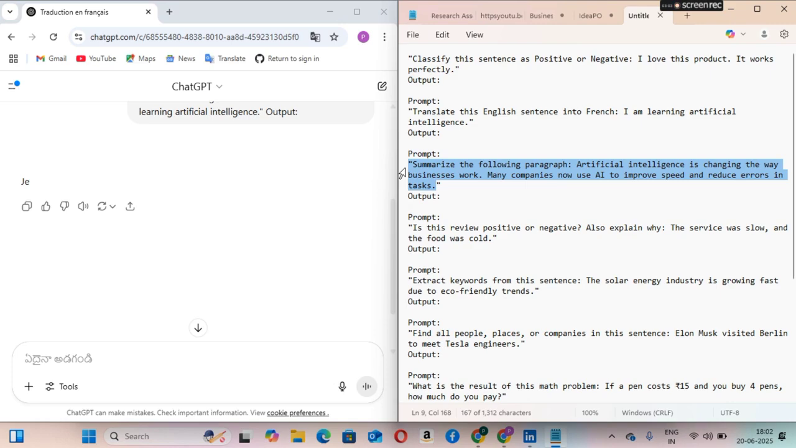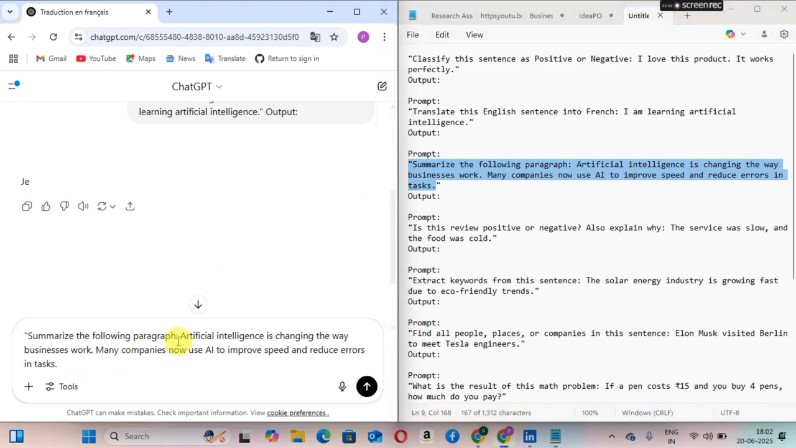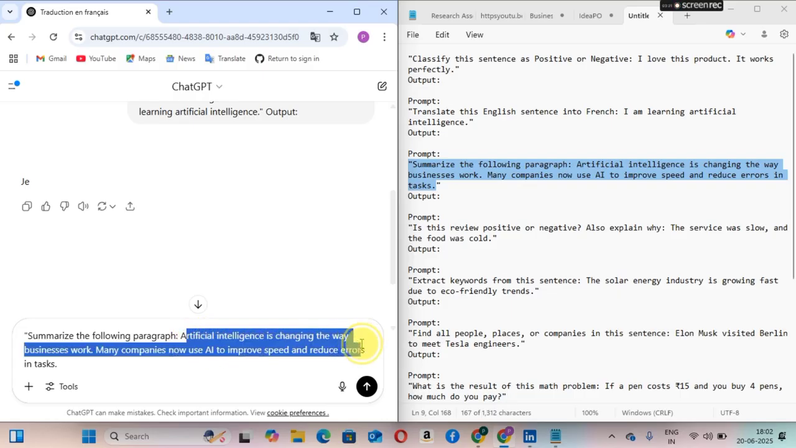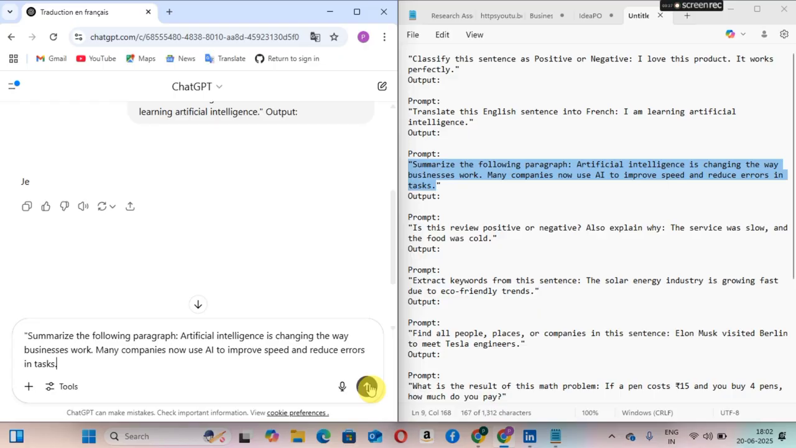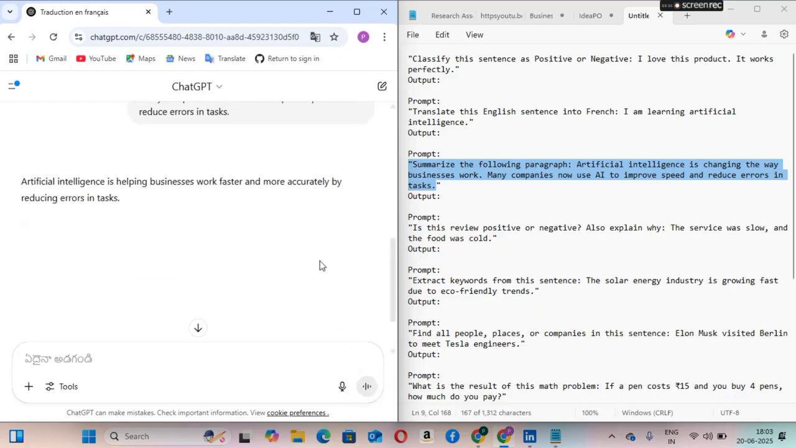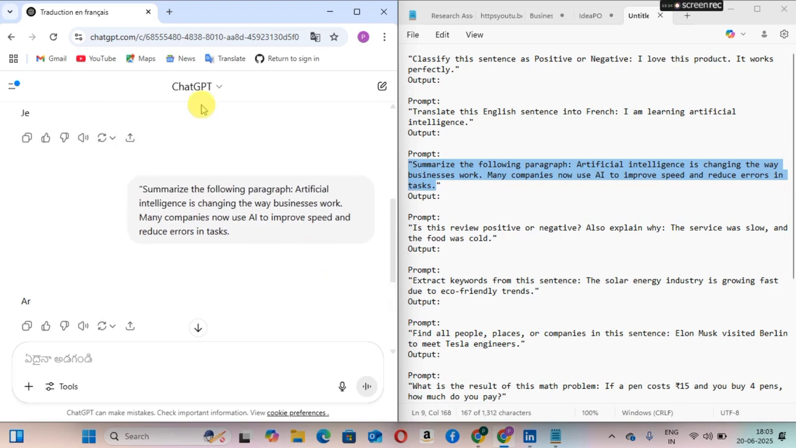Now let's try to summarize a paragraph using zero shot prompting. So here's the prompt and the paragraph which we will summarize. So here we have the paragraph and here we have the prompt. So the prompt is summarize the following paragraph. So the paragraph is: artificial intelligence is changing the way business work. Many companies now use AI to improve speed and reduce errors in tasks. So this is a small paragraph. So if you hit enter, the AI model will output something like: AI helps business work faster and with fewer mistakes.